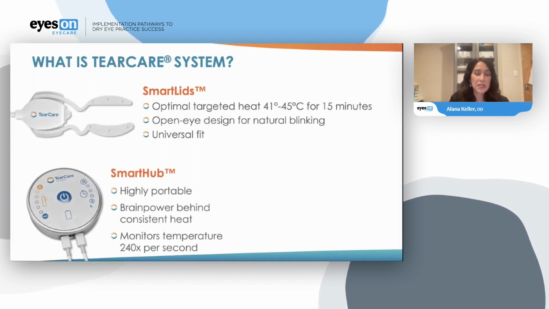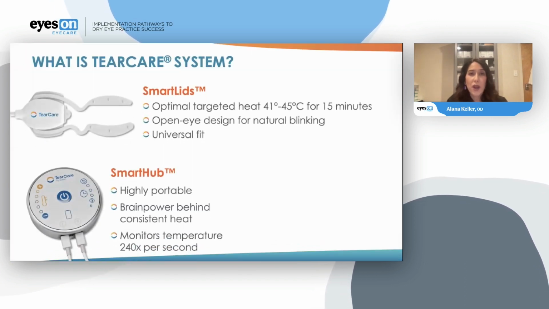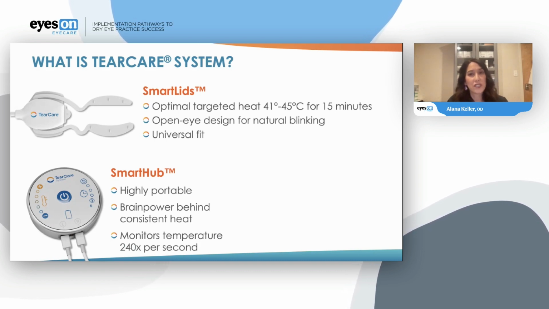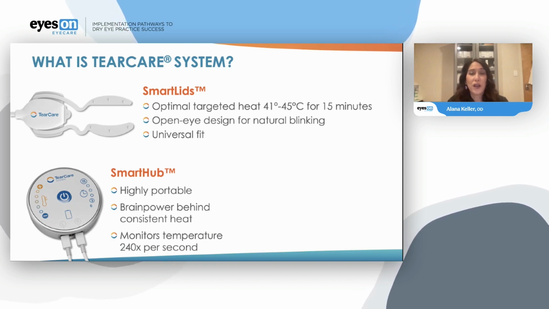So what is the TearCare system? Well, it's comprised of the smart lids and the smart hub. They are on a continuous feedback loop to maintain a temperature of 41 degrees to 45 degrees Celsius for a total of 15 minutes. And that's the ideal time and temperature you want to melt that meibum.